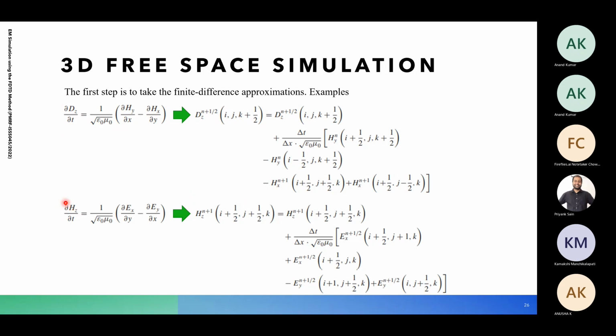And similarly, taking the finite difference for one of the magnetic fields, we see the same trend. So this is already known to us. I've just shown two examples, one for the flux density, another for the electric field, for the magnetic field. And this is how you have to write the update equations for all six Maxwell's equations.